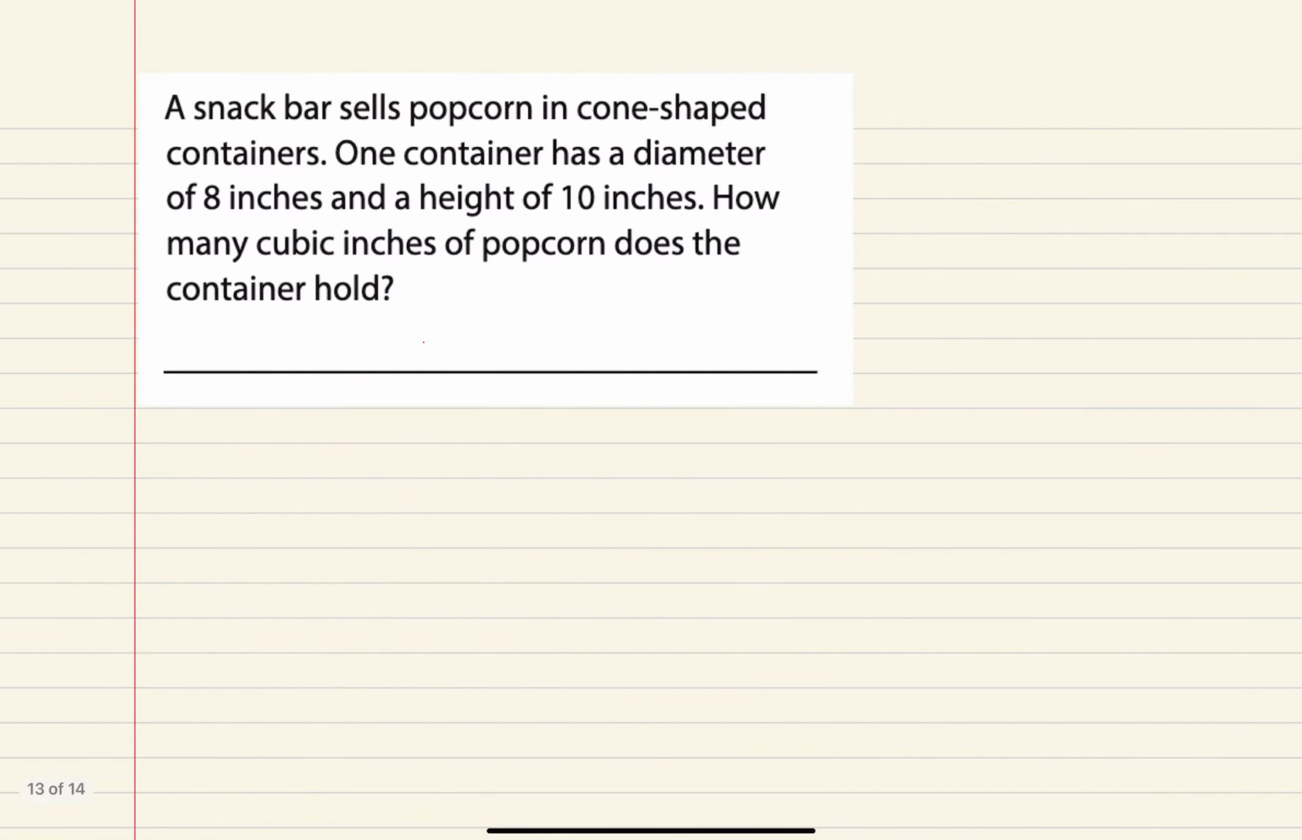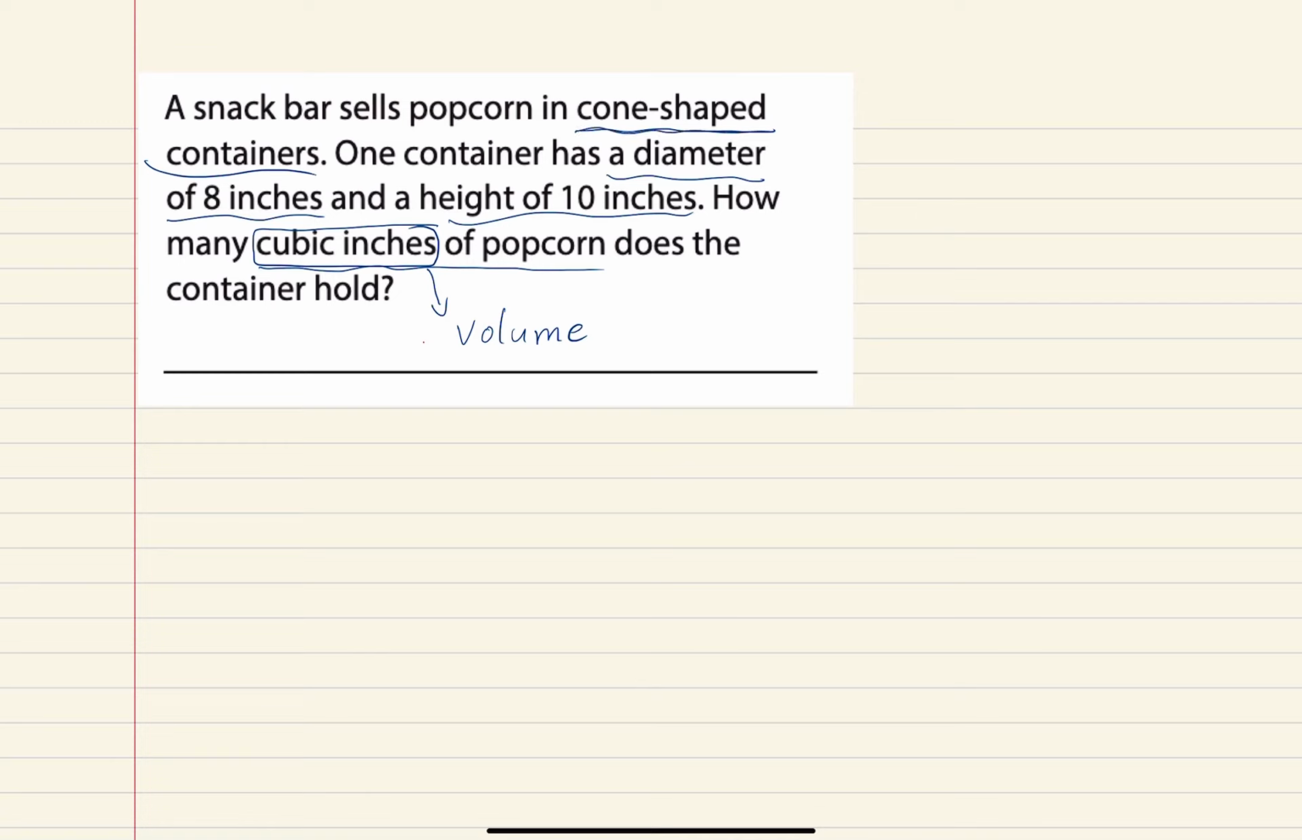Let's see another question. A snack bar sells popcorn in cone-shaped containers. One container has a diameter of 8 inches and height of 10 inches. How many cubic inches of popcorn does the container hold? Here they are asking how many cubic inches. Cubic inches means you need to find the volume.